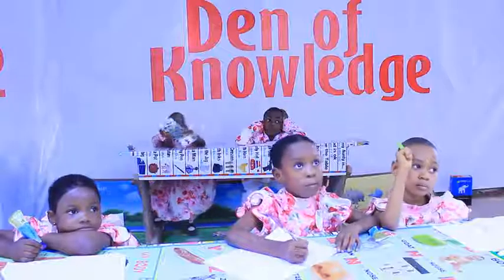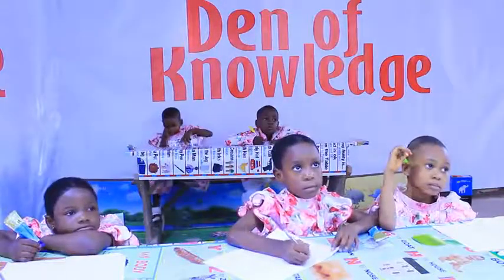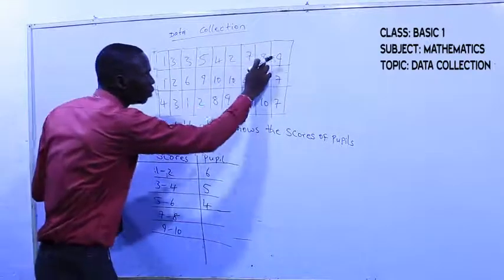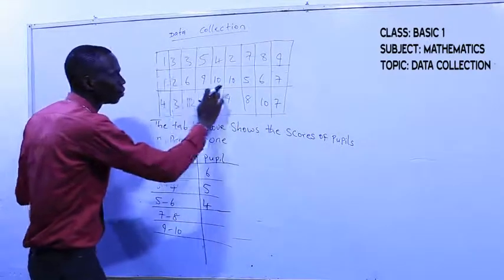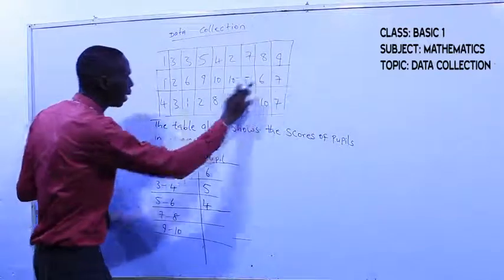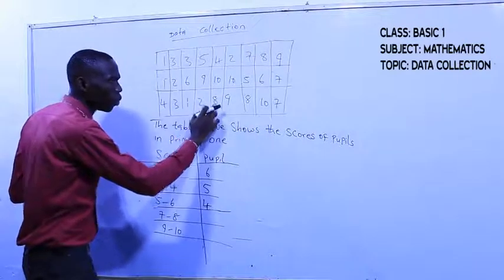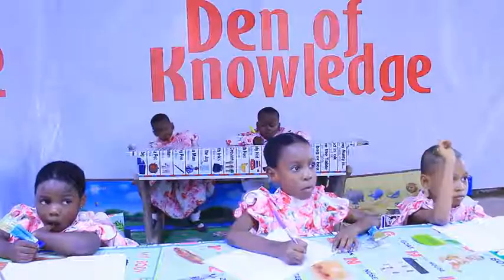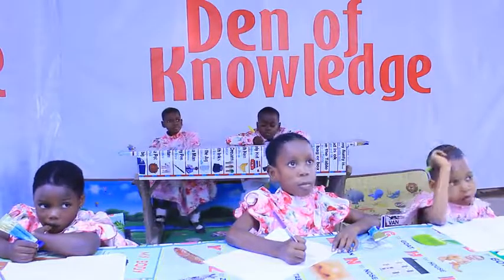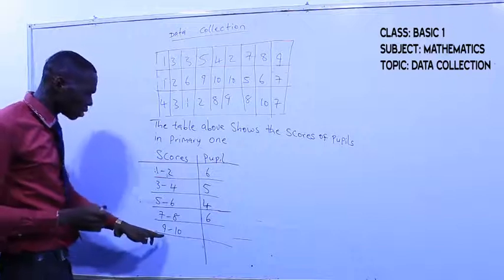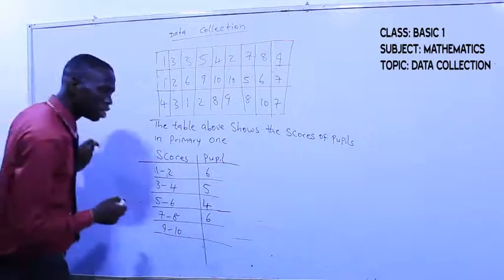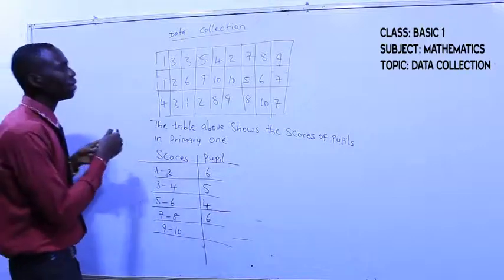This will be the score. 7 and 8. How many? 1, 2, 3, 4, 5, and 6. You write it. The last one, 9 and 10. That is the intelligent students, 9 and 10.